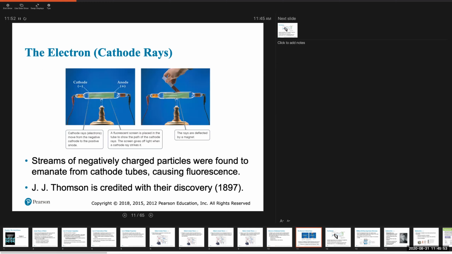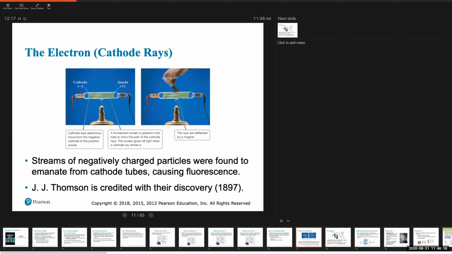So here we have a picture of a cathode ray system. And I want to point out a few things. One is, you see on the left, the cathode is negatively charged in this diagram. The anode on the right is positively charged. If you look at the green thing in the middle, that's just some type of fluorescent screen that they have.